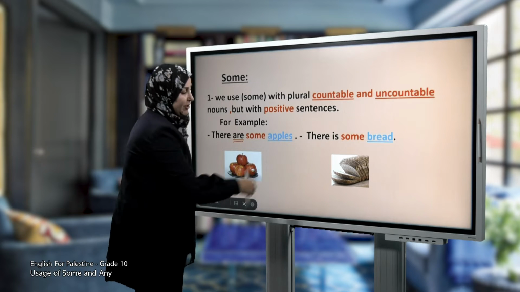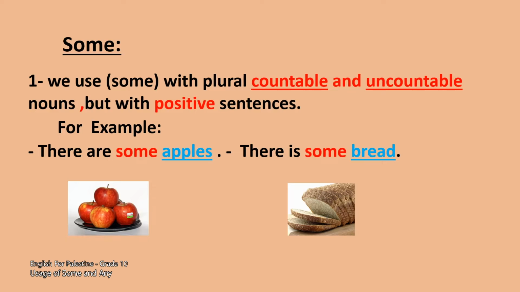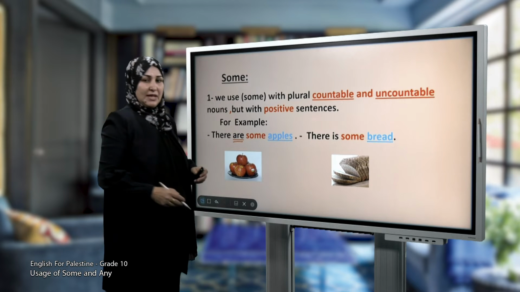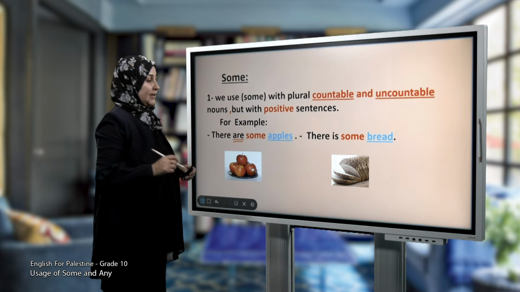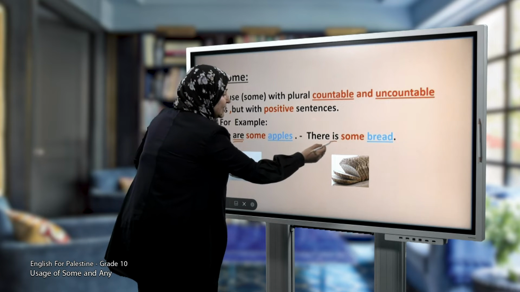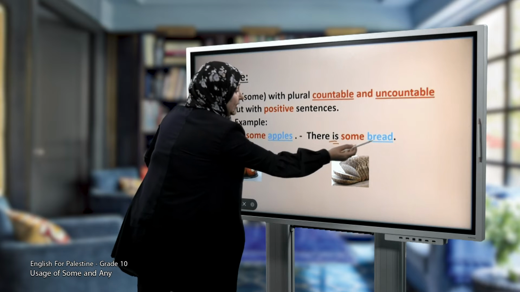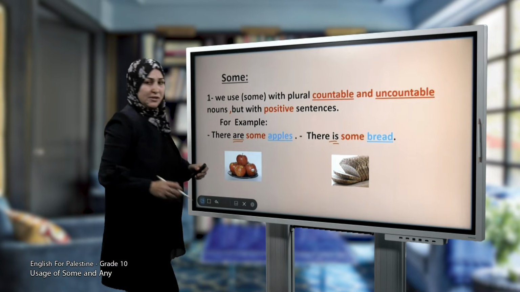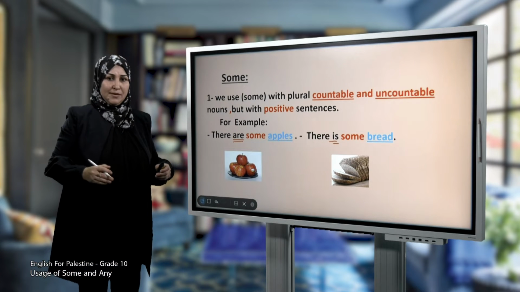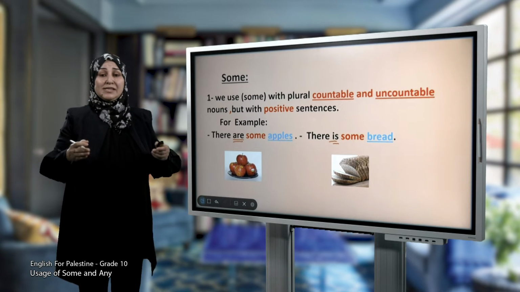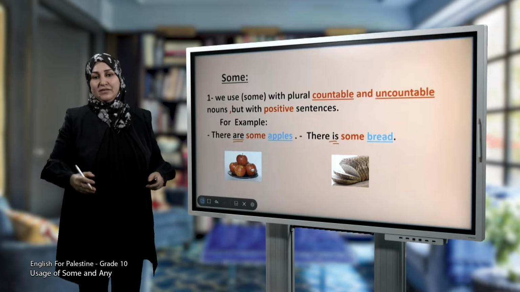In the second picture, we have bread, and the word bread is uncountable, so we can also use some. There is some bread. Remember that the verb here is also positive, and the word bread is uncountable. So we can use some with countable and uncountable nouns, but the sentence must be positive.